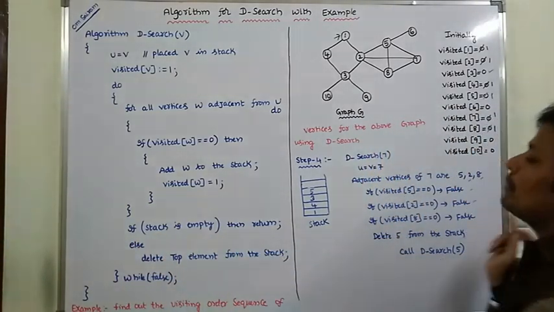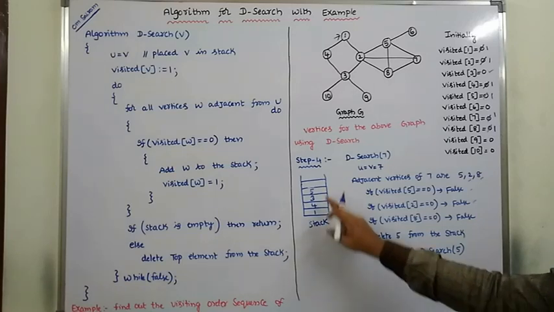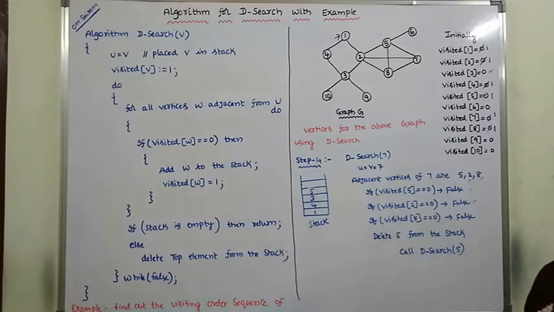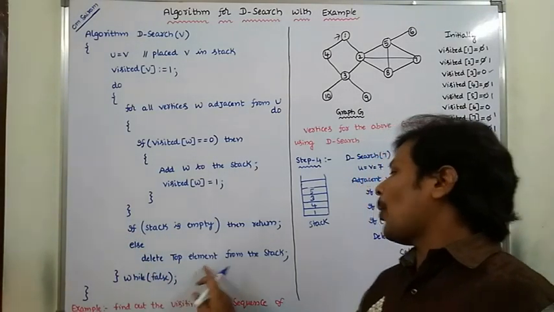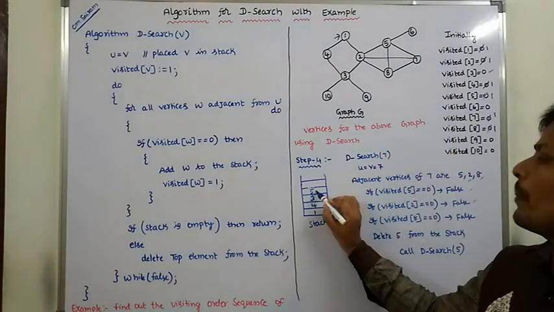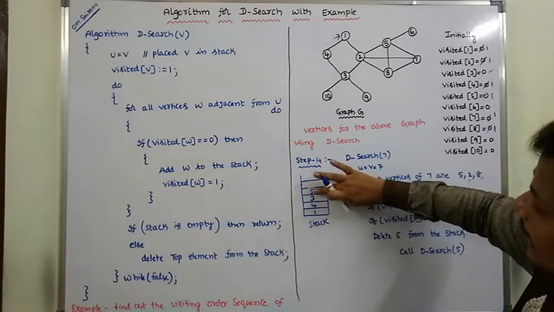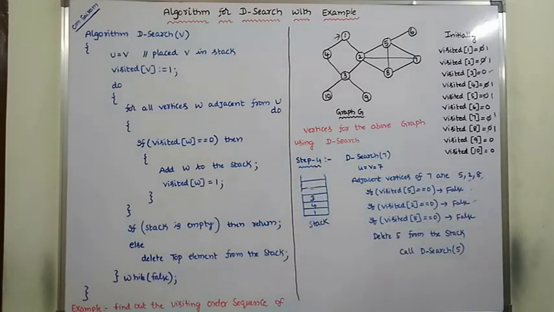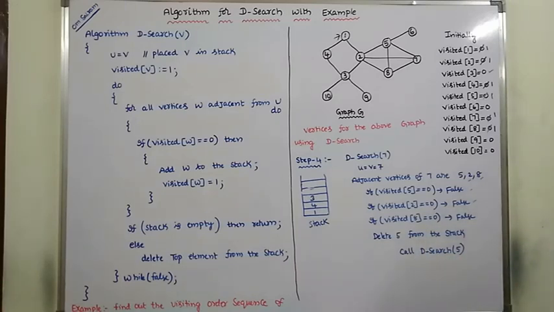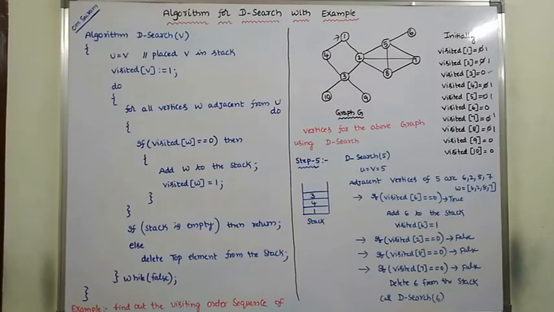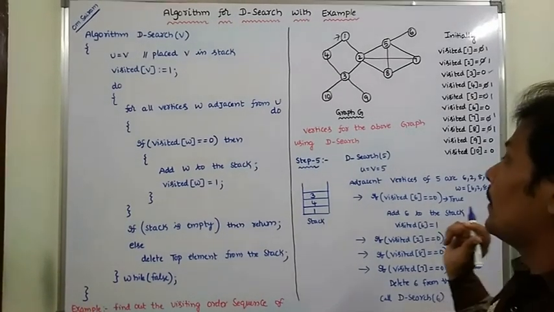If stack is empty? No, stack is not empty. Stack contains 1, 4, 3, 5 elements. So this is false. Again goes to the else part. Here delete top element from the stack. Here top element is 5. Now 5 can be deleted from the stack. So now call dsearch of 5. Whatever the element that is deleted, now call dsearch of that vertex, that is 5. Now we go for step 5.